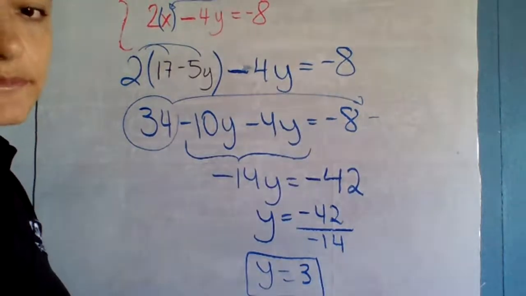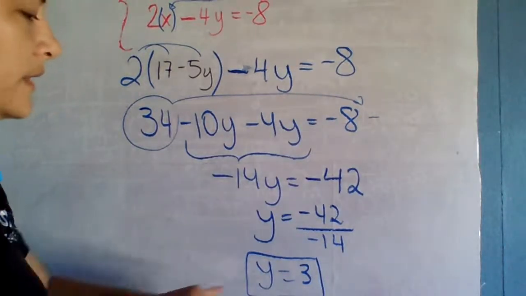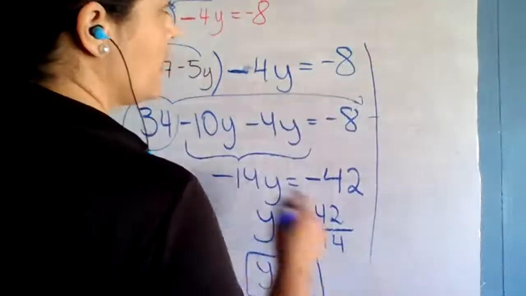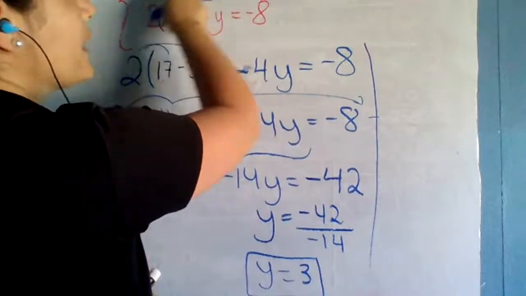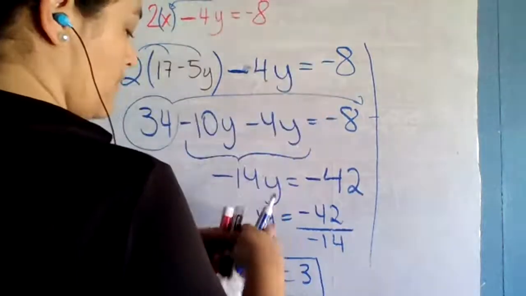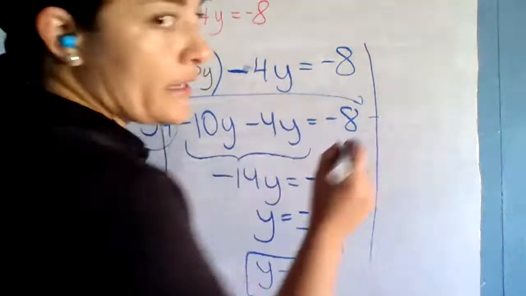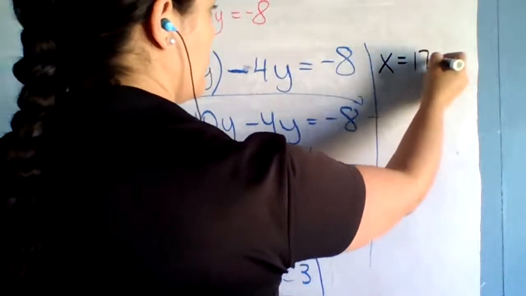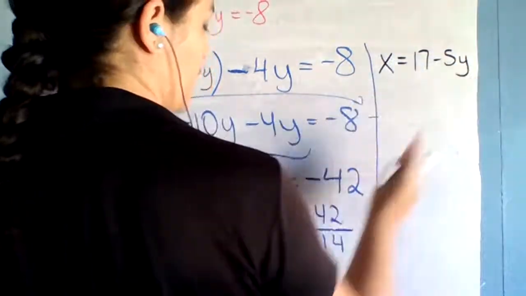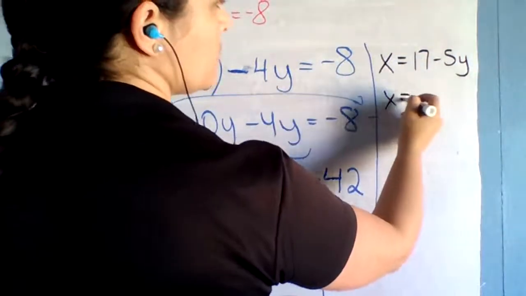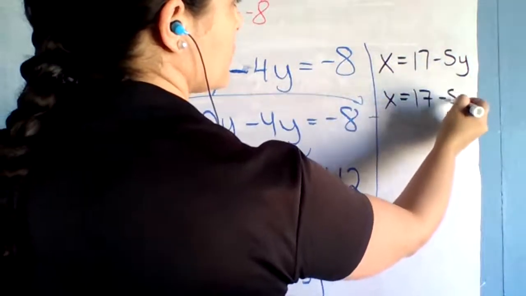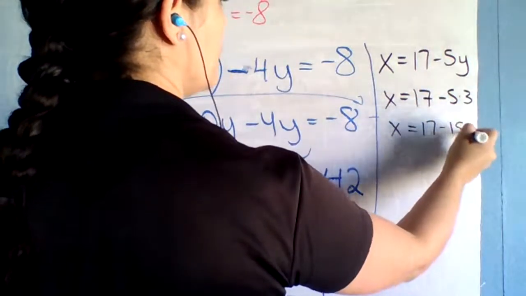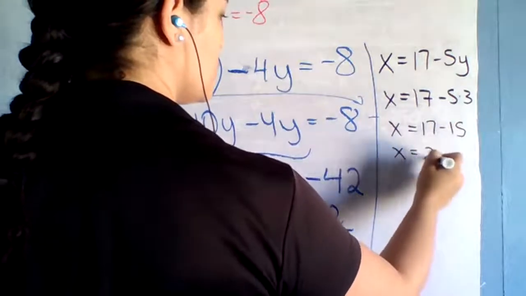Okay? All right, and then with the 3 that I already found, I can go here and say, okay, but I know that x equals 17 minus 5y. So I can easily find x by putting here 17 minus 5y, and the y is 3. So 17 minus 5 times 3, which is 17 minus 15, which is 2.